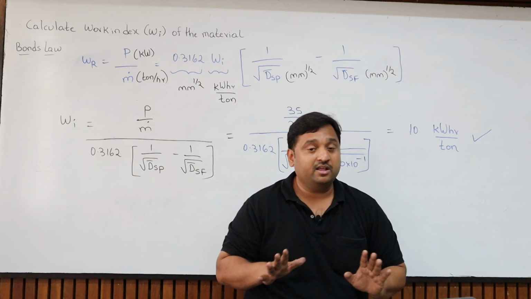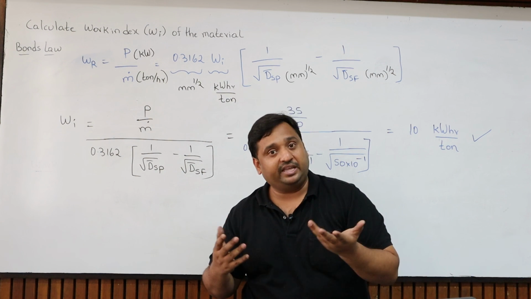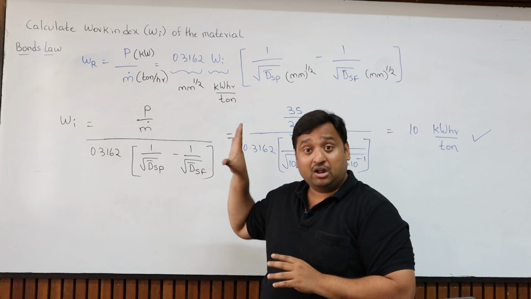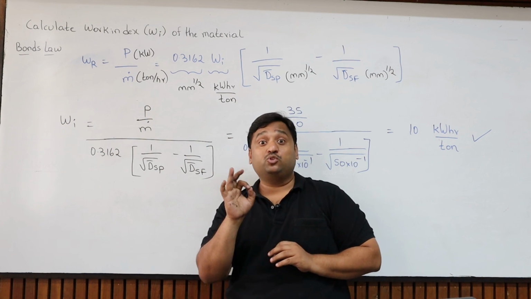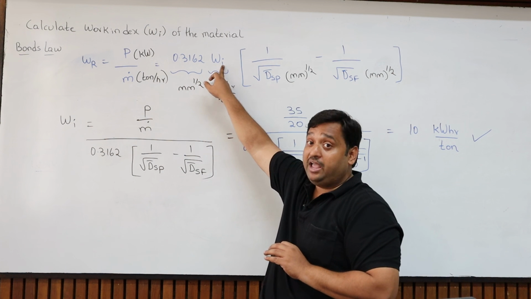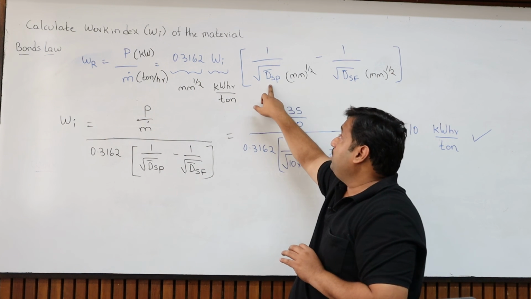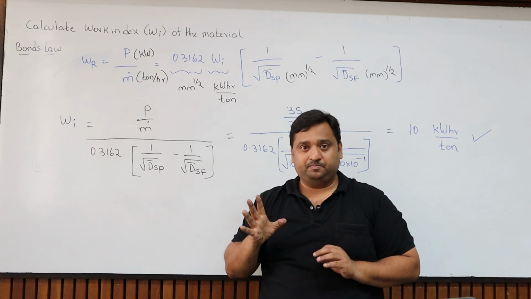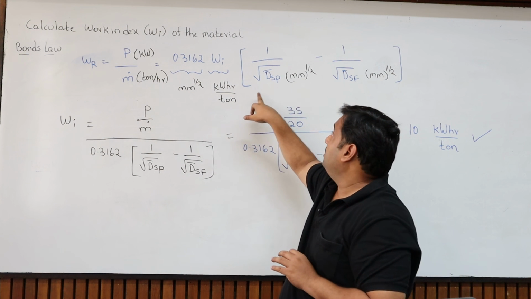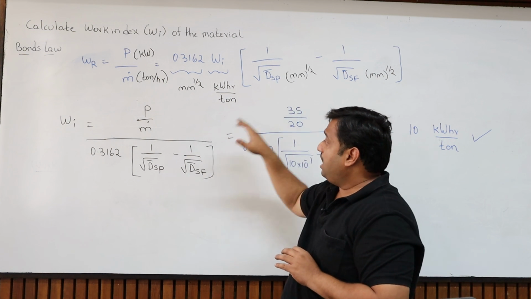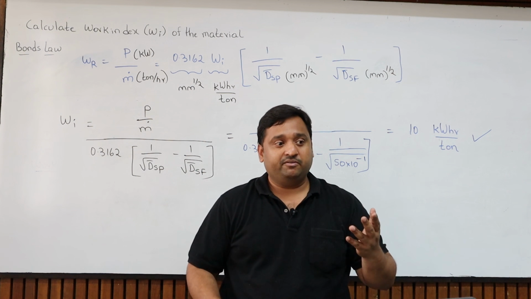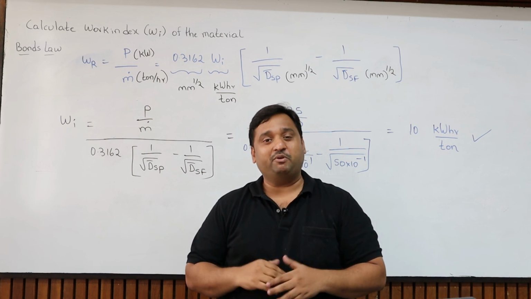It is very important for GATE related aspects also, and most people get confused in applying Bond's law through the work index. Whenever you use 0.3162 Wi, remember always the diameter should be in mm. This is kilowatt, this is tons per hour, this is mm power 1 by 2, and if you apply this, you will never make a mistake. Okay, thank you very much. Let us wait for my next lecture.